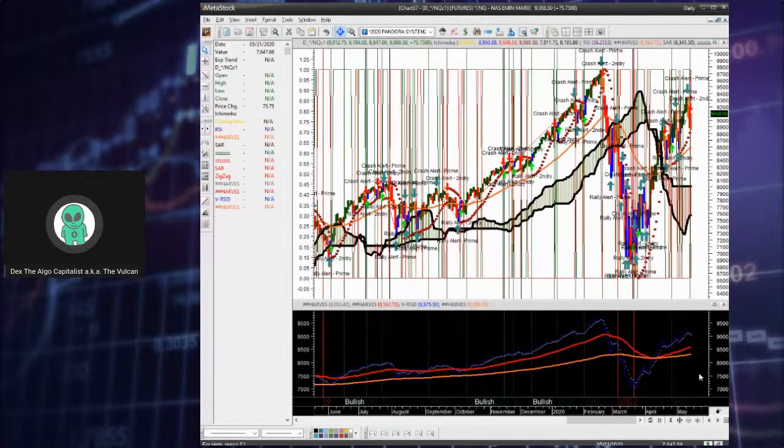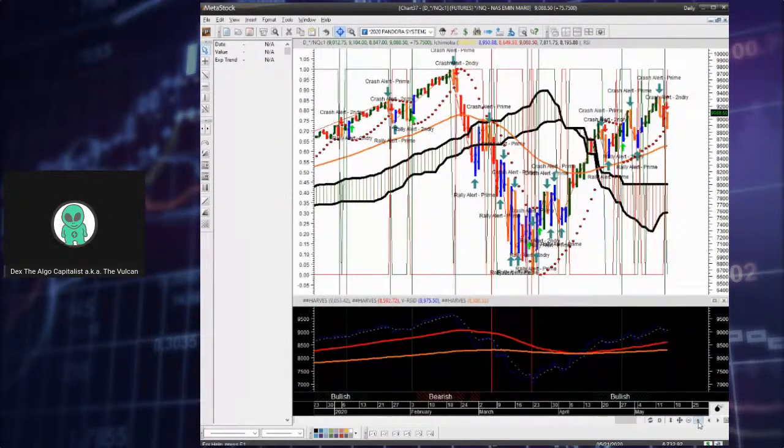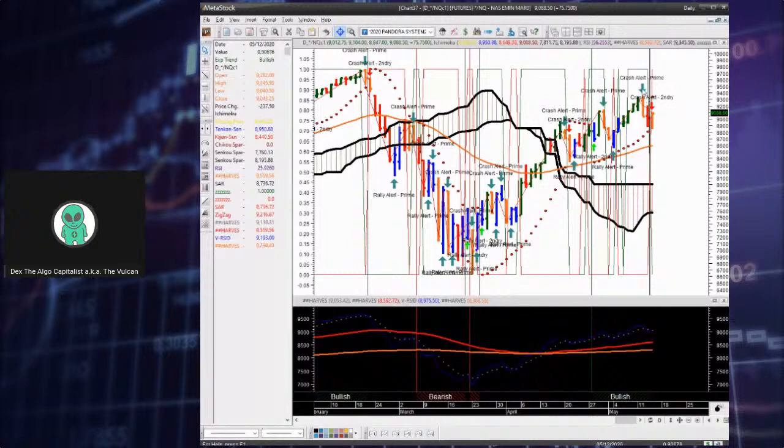Moving right along, here's the NASDAQ 100 futures contract. We're coming off of this crash alert, which now has been productive, and now we're getting a secondary crash alert for Friday's trading. The trend line down here is in play at 85.92. That's what we're looking at. If it's going to come to pass, that's what it's looking like.